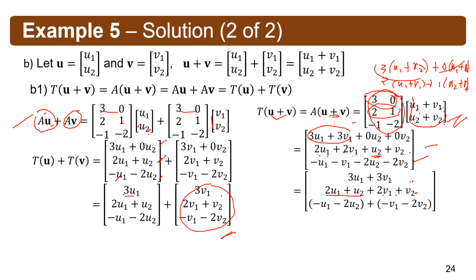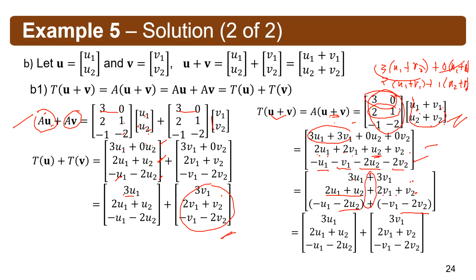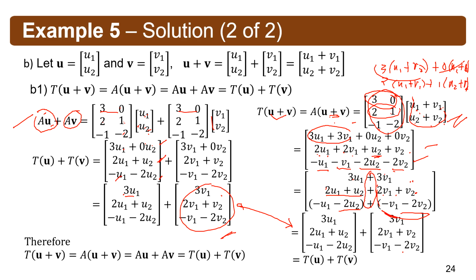In here, negative u1 and minus 2 u2, and then negative v1 and negative 2 v2. So you can separate them with this plus. So 3 u1, all the u's here on the left side and the v's on the right side. And that is exactly the same as this one. So you can prove this by simply regrouping the terms. So they are exactly the same. With that, we can say that the transformation of u plus v is exactly the same as the transformation of u plus the transformation of v.